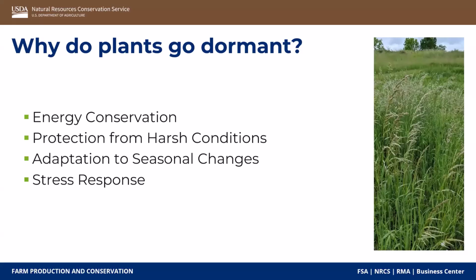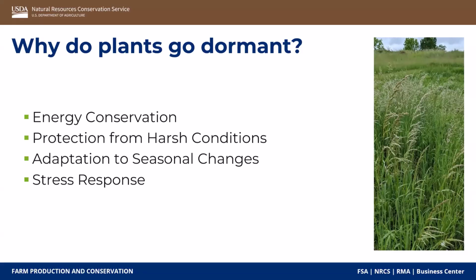Protection from harsh conditions, something that we always see in Texas: drought. Drought and heat are two things we can depend on pretty much every other year or every year. During drought times, you might notice during the middle of the summer that a lot of our grasses start going a little bit yellowish. They're kind of going semi-dormant to conserve that energy for when favorable conditions come.